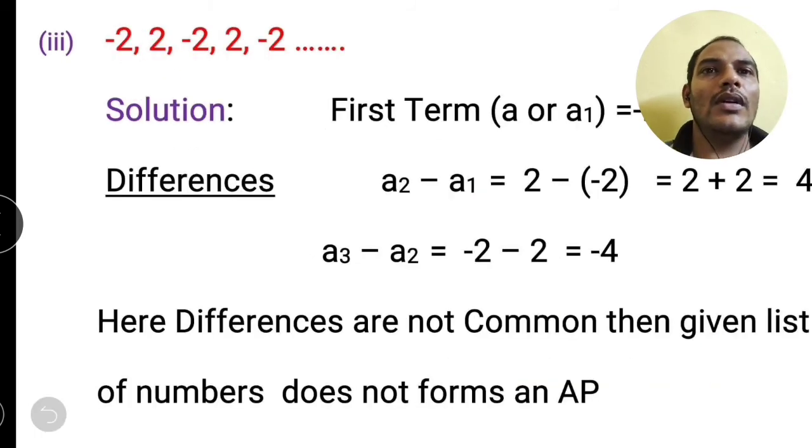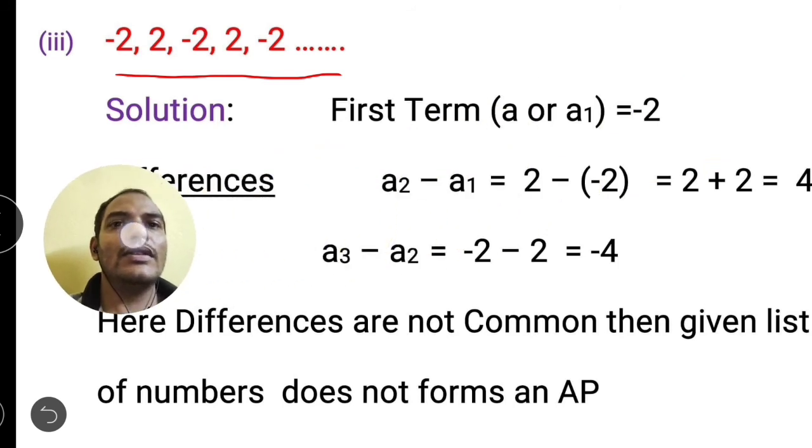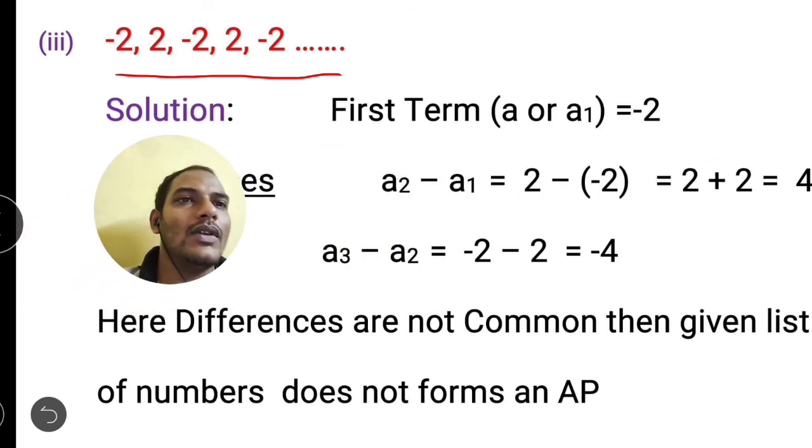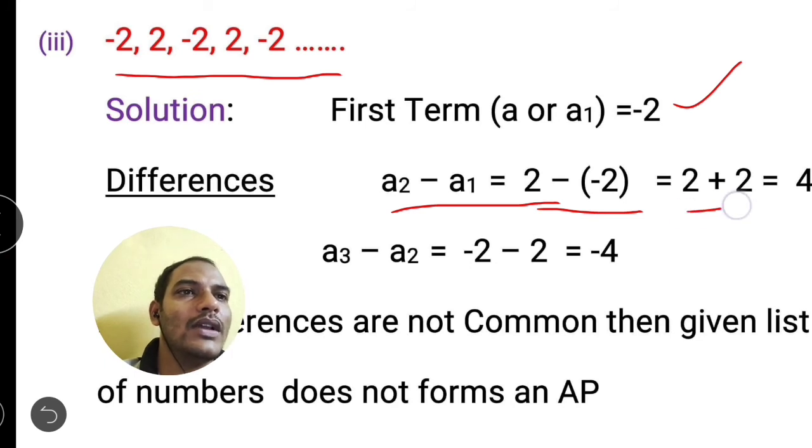Next, go to the third problem: minus 2, 2, minus 2, 2, minus 2. Here, what is the first term? Minus 2 is the first term. Next, to find the differences. The first difference is A2 minus A1, equals 2 minus of minus 2. The second term is 2 and the first term is minus 2. So 2 minus of minus 2 becomes 2 plus 2, which equals 4.